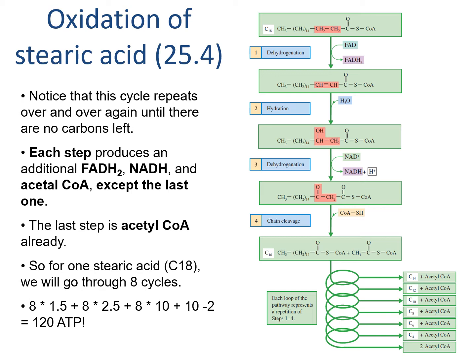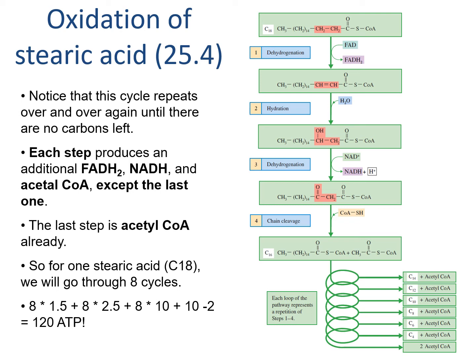If you're looking at the calculation on the bottom, notice there's also a plus 10 ATP. That plus 10 is for the acetyl CoA that doesn't need to go through beta oxidation because it's already acetyl CoA. And then the minus 2 ATP at the very end is for that activation step. If you add all this together, we get 120 ATP for one 18-carbon stearic acid molecule.